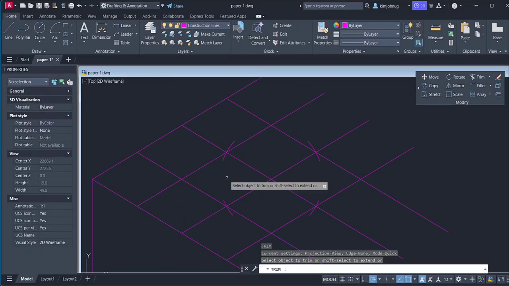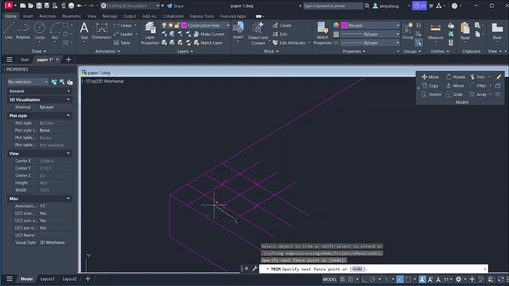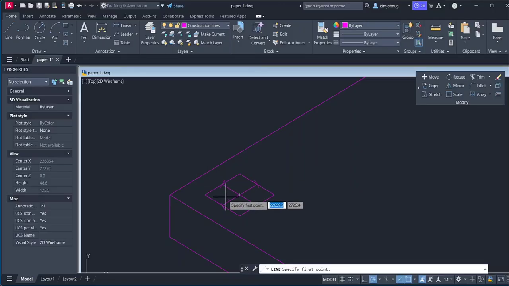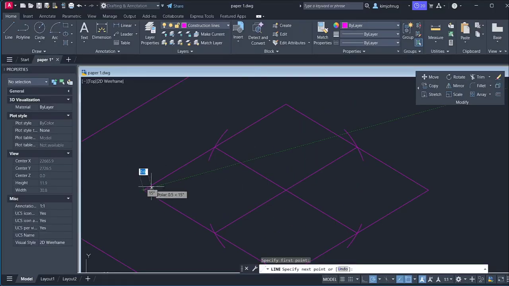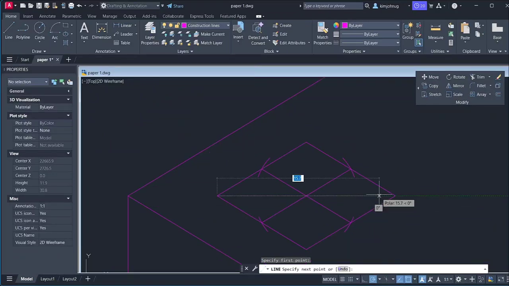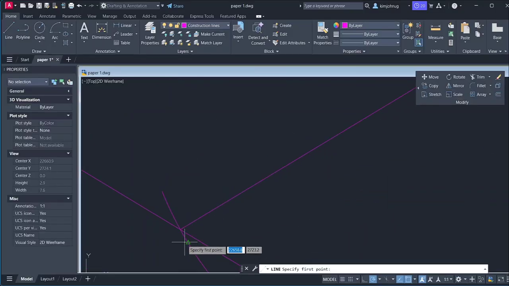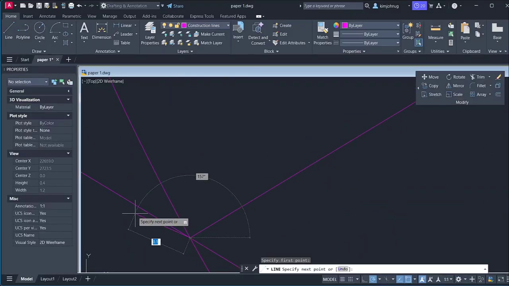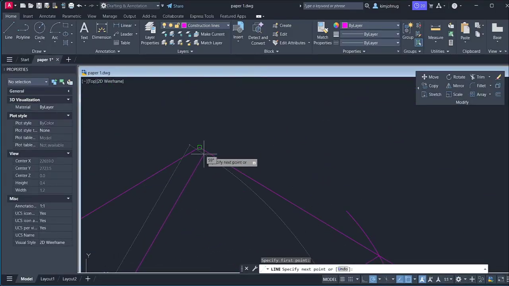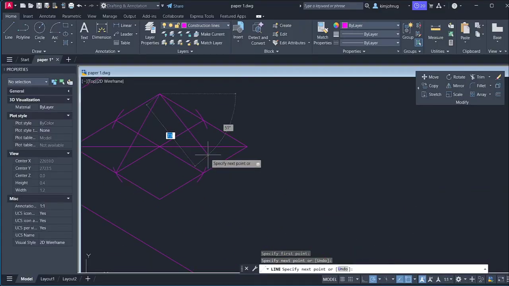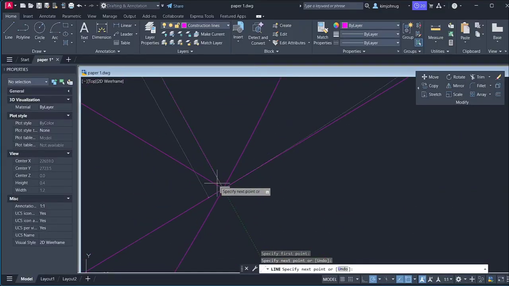Let me try trim. Let me try to show you what I mean by the square. So here I'm trimming these lines. So this is the square, an isometric square. So I draw a diagonal, then short diagonal from here, join to here, and then I join back to here.